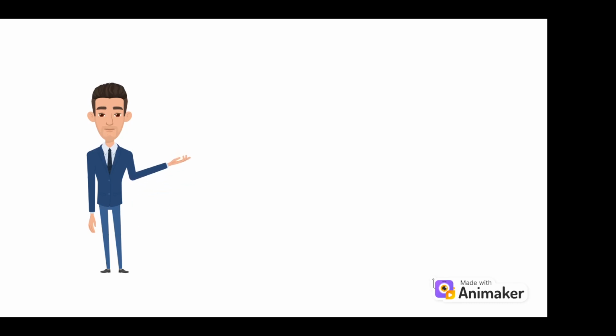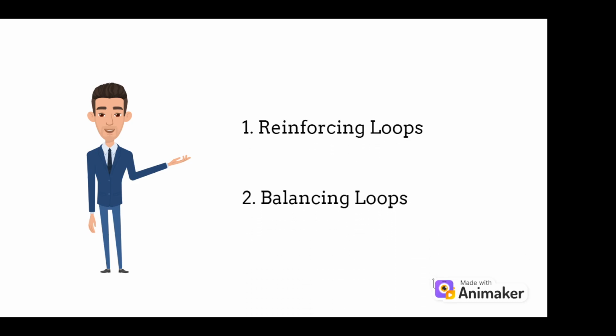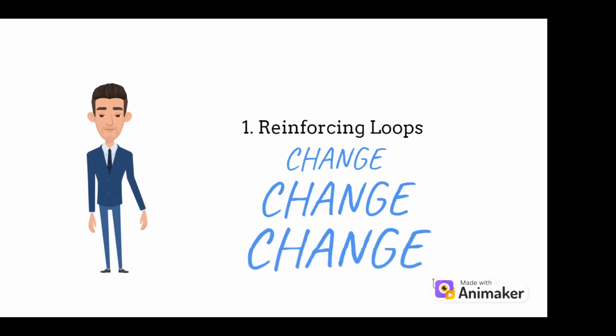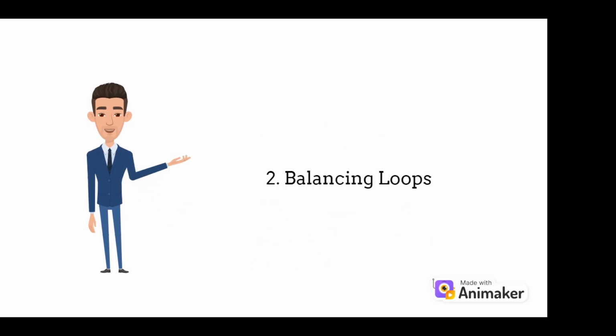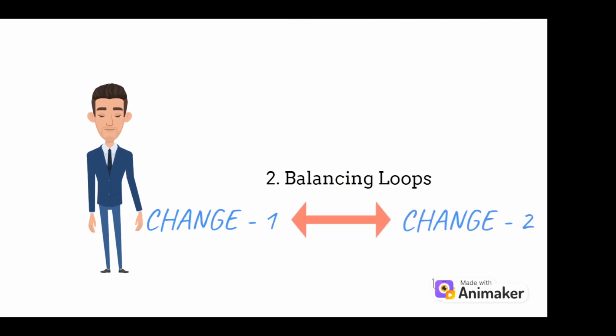The feedback loops in a causal loop diagram can be classified as reinforcing or balancing. In reinforcing loops, change in one direction is compounded by more change, while in balancing loops, change in one direction is countered with change in the opposite direction.